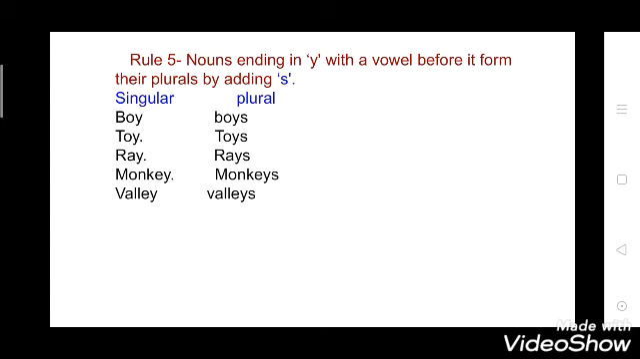Now you can see here in monkey, spelling is M-O-N-K-E-Y. Here E is written before y, so you will add S here, then it will become monkeys. Valley, valleys.